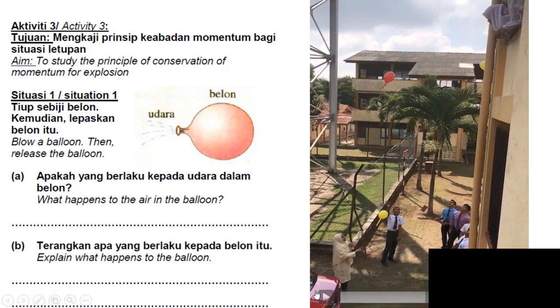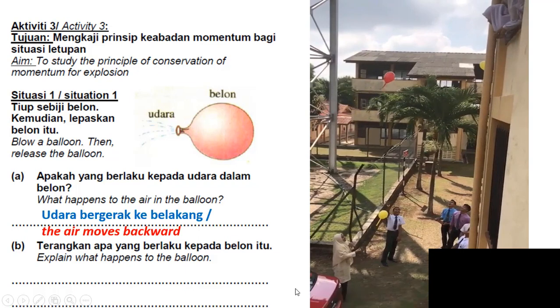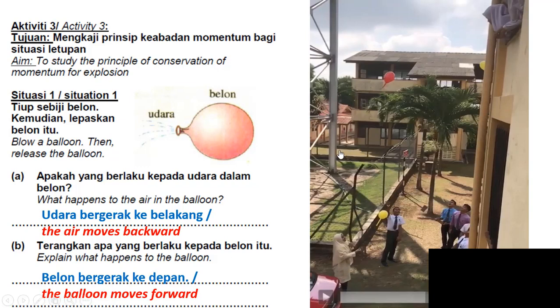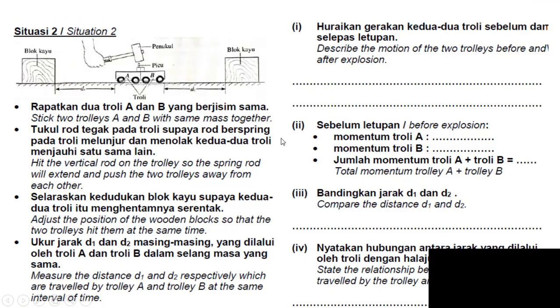So what happens to the air in the balloon? The air will move backward, and what happened to the balloon? The balloon will move forward. Before the explosion, both the air inside the balloon and the balloon are stationary. But when the air is released, the air will move backward, and at the same time the balloon will move forward. So both are moving in opposite direction.